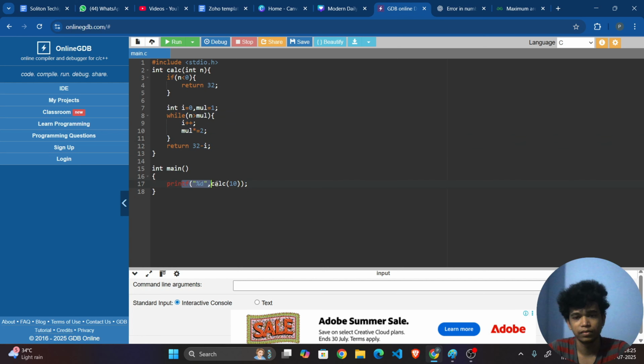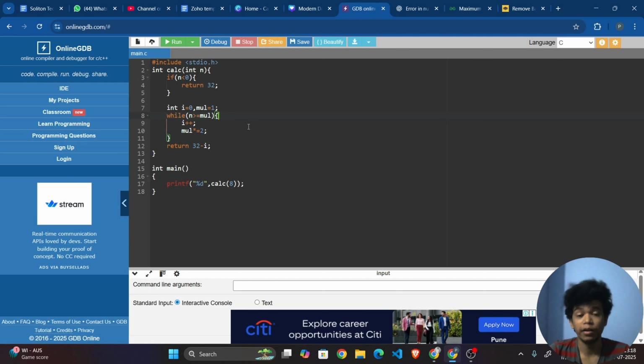Then I am calling this function in the main function. Let me run this. Now let us see the coding part. Always prefer C programming in Soliton interviews, because they only prefer C programming. They won't accept any other programming.